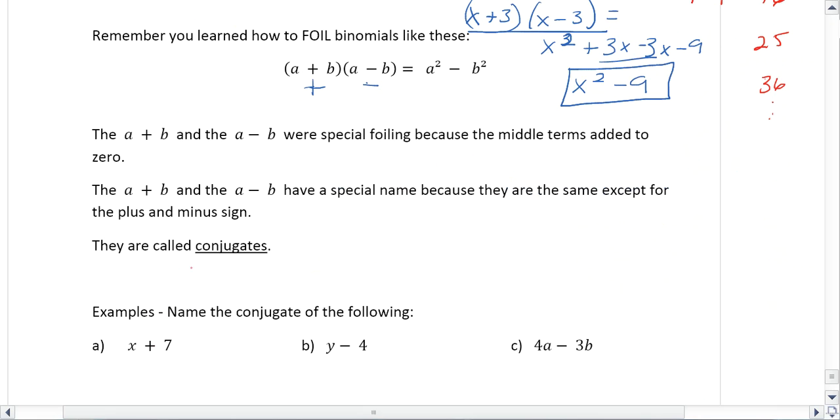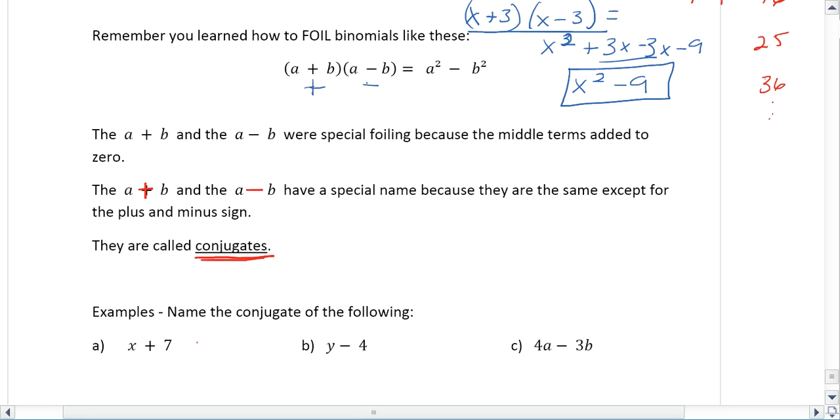Now we're going to do a ton of work with conjugates in Algebra 2, but for right here in Algebra 1, I want you to know the name and know what they are. They're binomials that only differ by a plus and a minus sign.